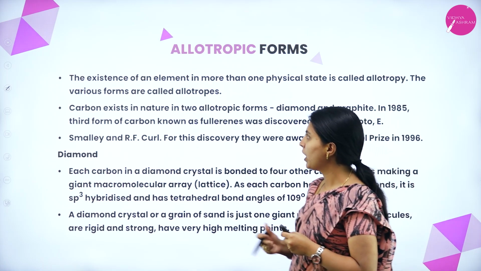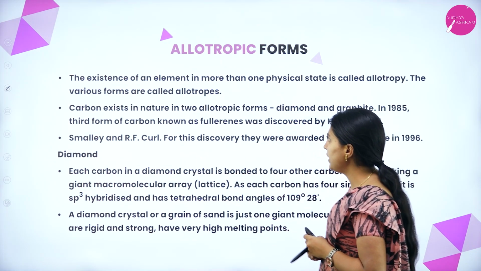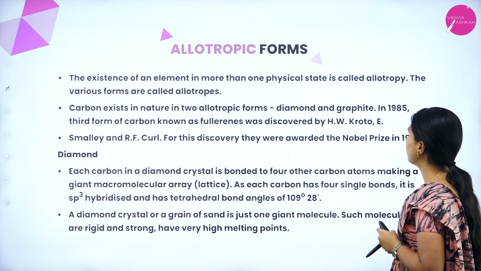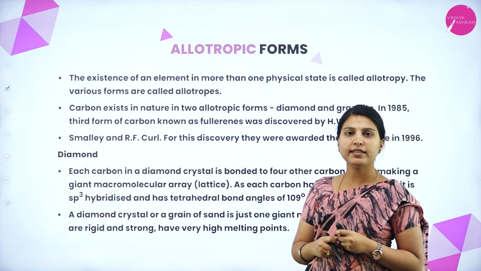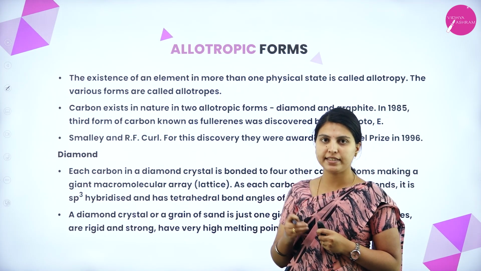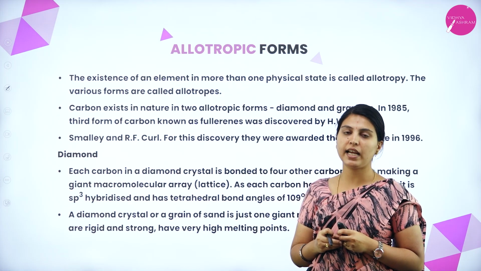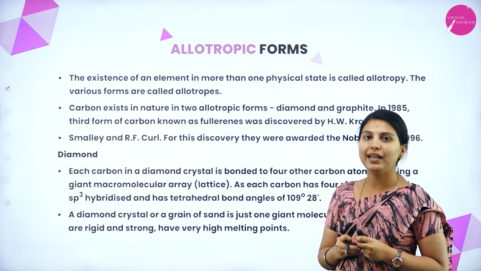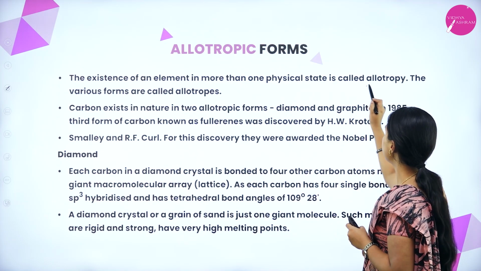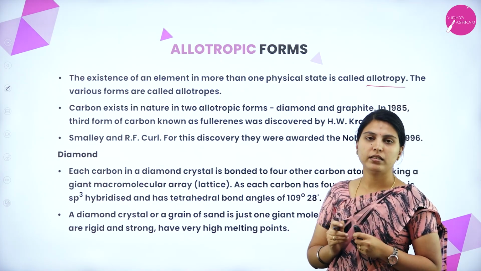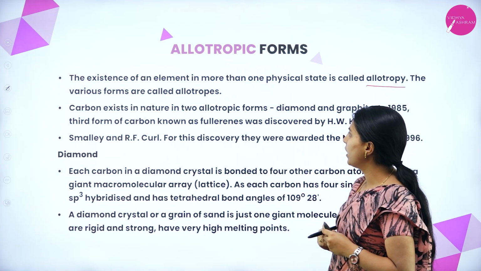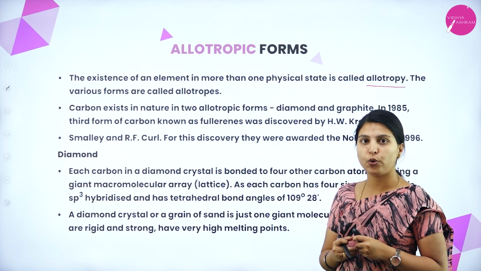We will see now. The existence of an element in more than one physical state is called allotropy. The chemical substances could be a little bit the same, but the physical property or physical state is completely different. That characteristic is considered allotropy. Here carbon exhibits that property. The various forms are called allotropes.